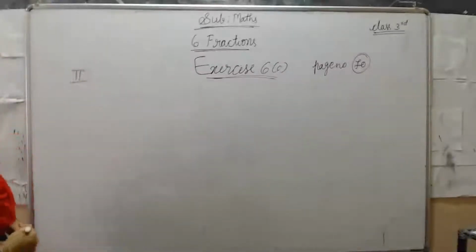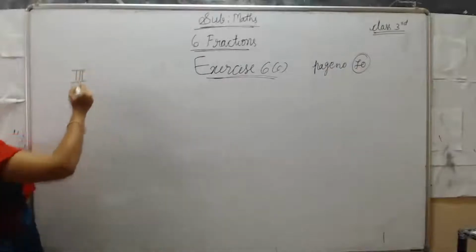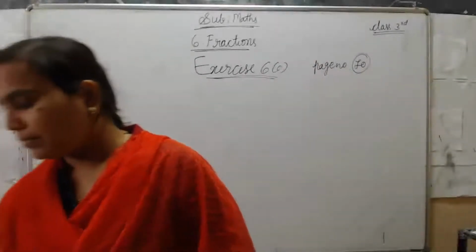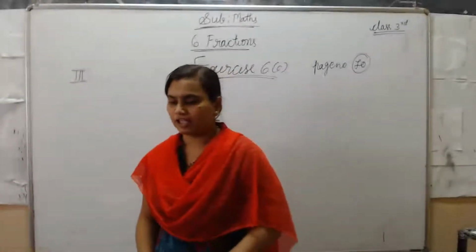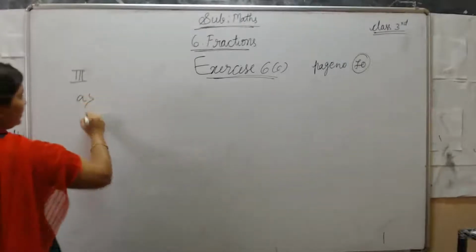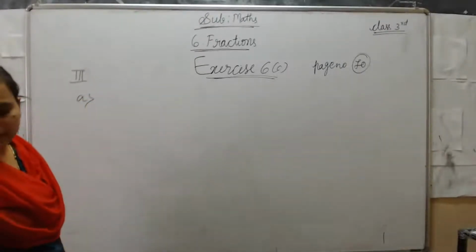Third one. Divide the collection into 4 equal parts and write the number of objects in each part. In A1, they are given 12 stars here.